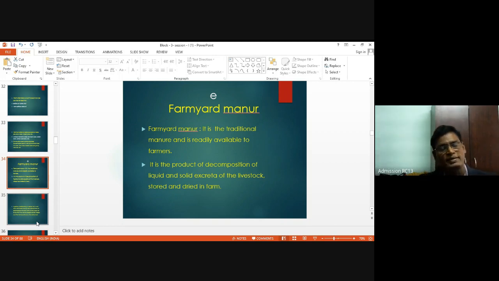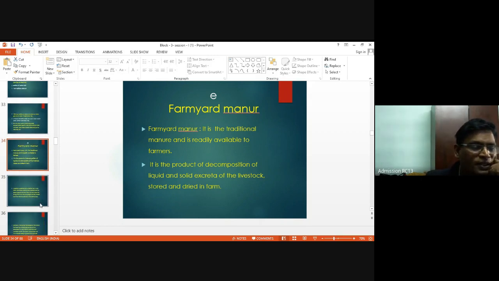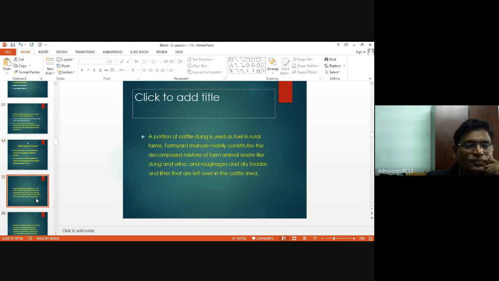So what will happen? This excreta, they collect it from the farm, make it dry and store it, and later it goes for decomposition. Then it is applied as a manure to the field in order to increase the nutritional value of the soil. A portion of the cattle dung is used as fuel in rural farms.